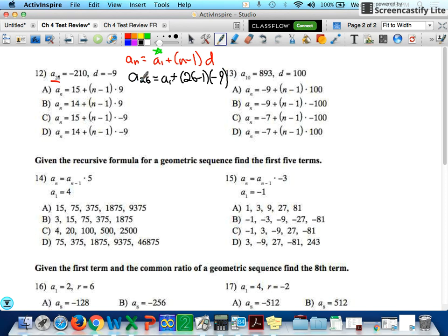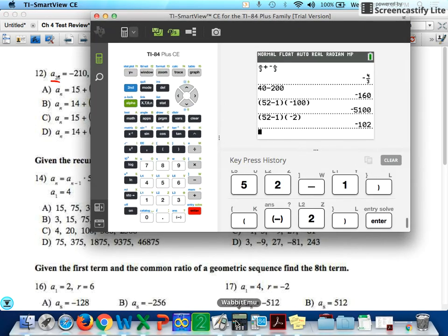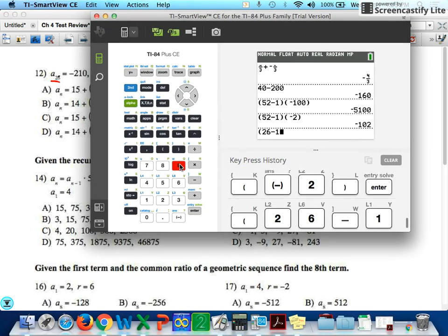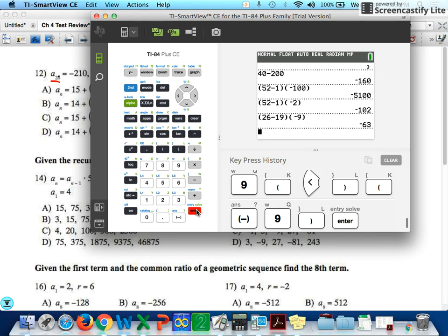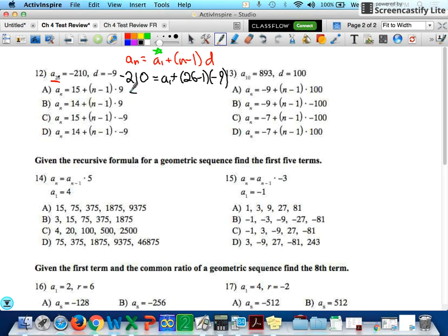But I don't need to leave this as a sub 26, because I know what a sub 26 is. It is -210. It's in the problem, okay? Now I'm ready to work out this calculator portion. When I plug that right-hand edge into my calculator, I've got 26 minus 1, and then open up another set of parentheses after I close the other ones. Open up another set of parentheses, and I do -9. So I get a -63, so I have -210 equals a sub 1 plus -63.